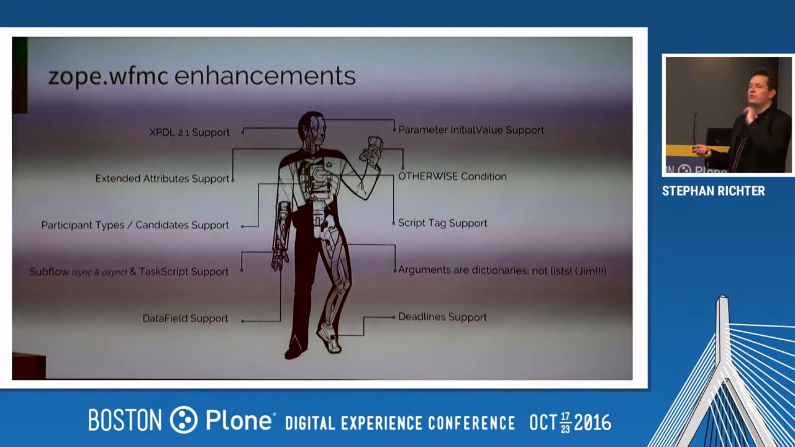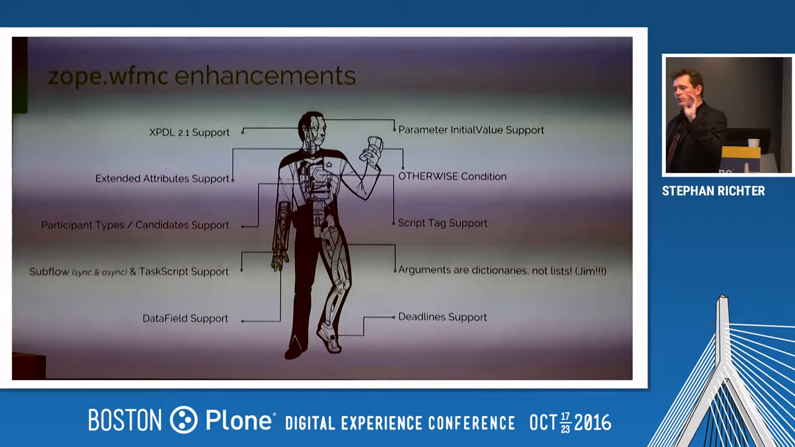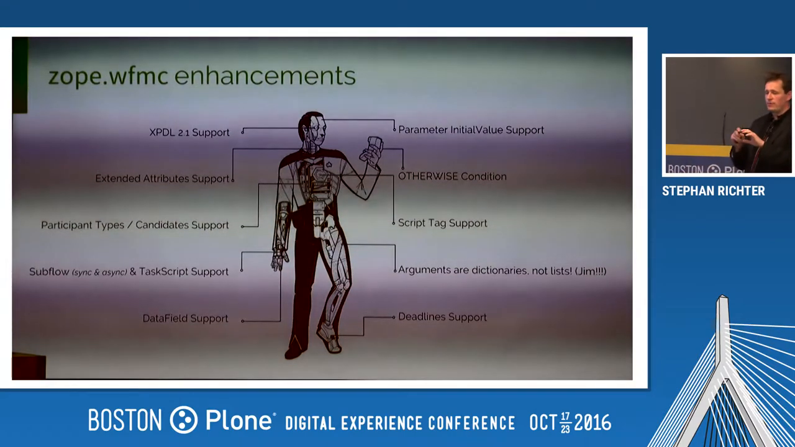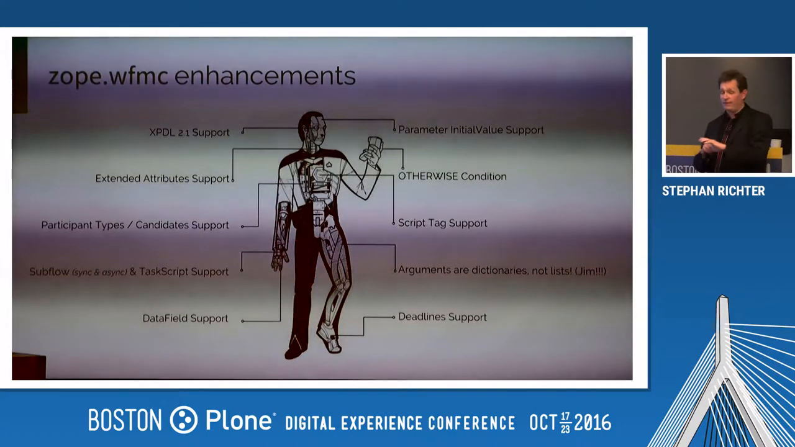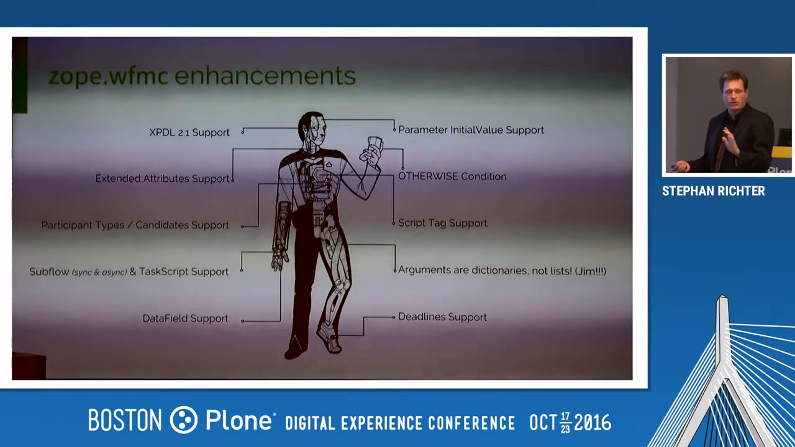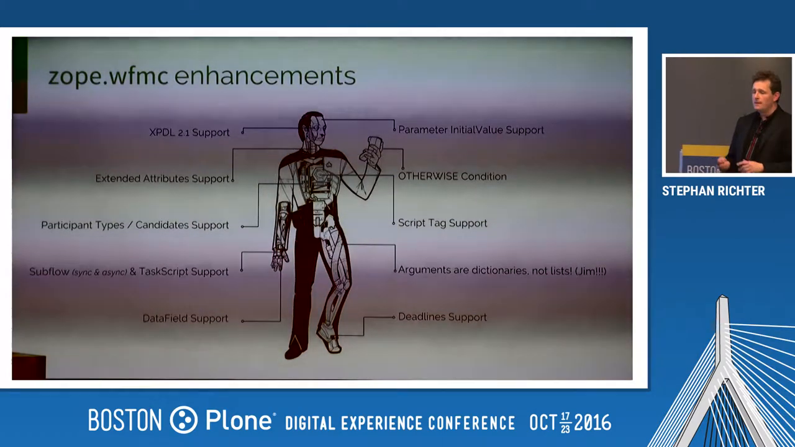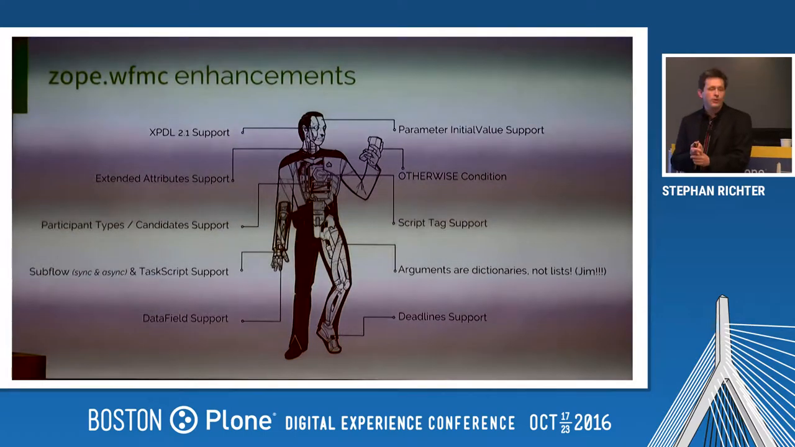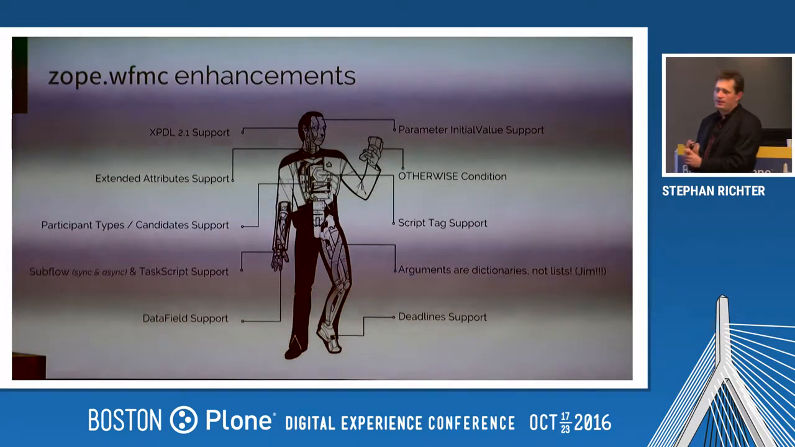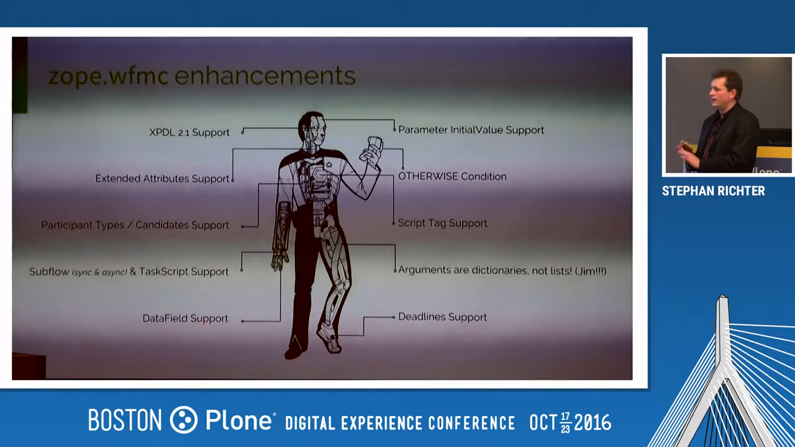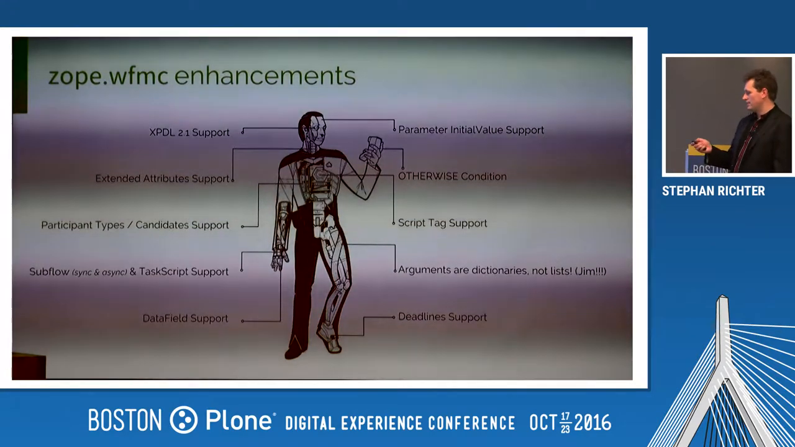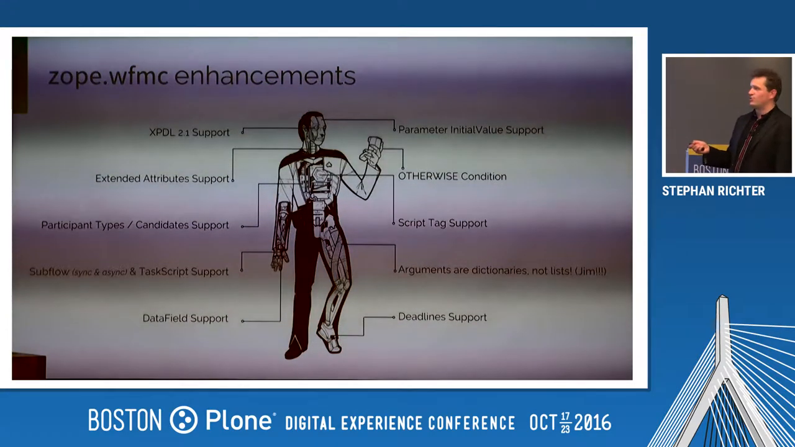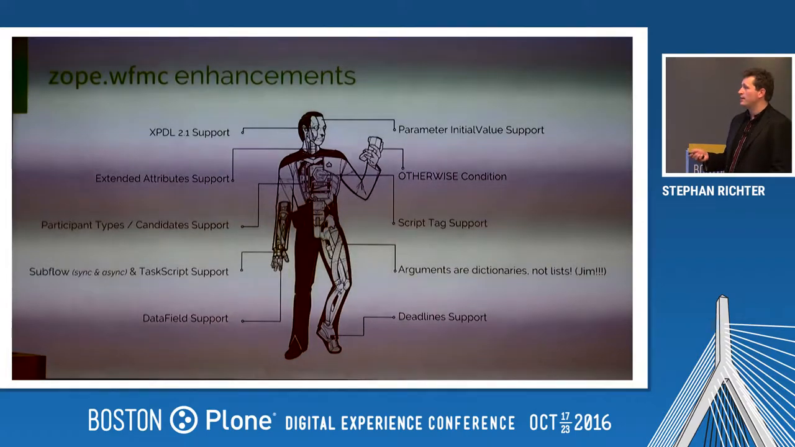So we added XPDL 2.1; the original one only supported XPDL 1.0. We added extended attributes. So to any activity, to any process, to any participant, you can put any amount of metadata, and in fact, entire XML substructures called extended attributes. And that wasn't implemented. We use that heavily to hint the UI, to hint, as you will see, the simulations and the testing, and many other things.